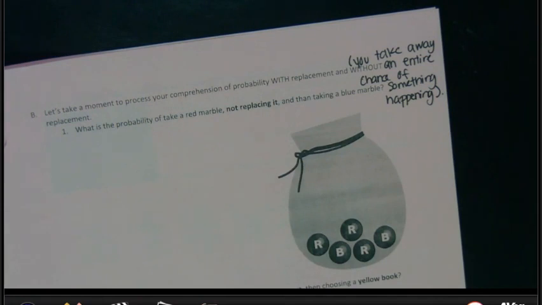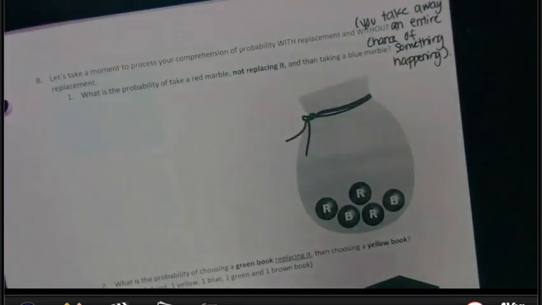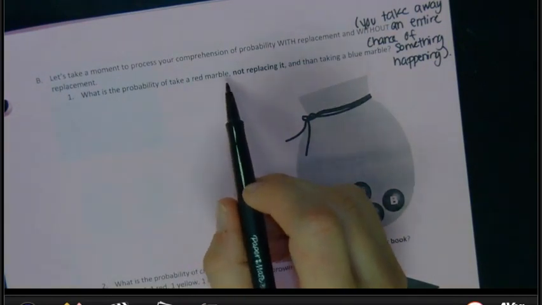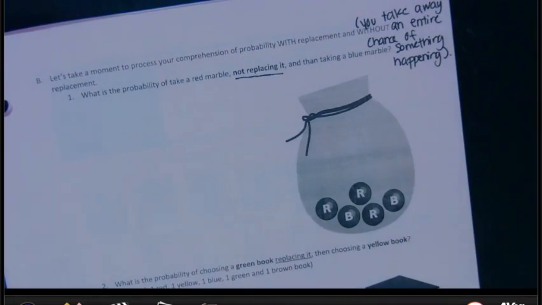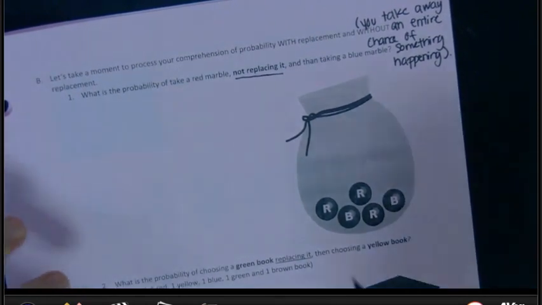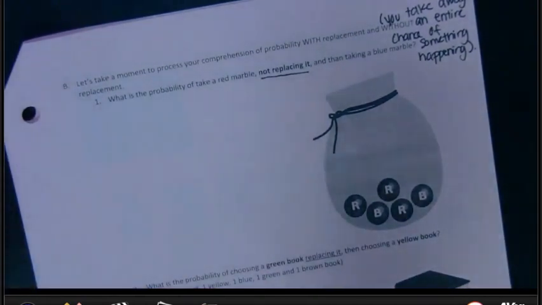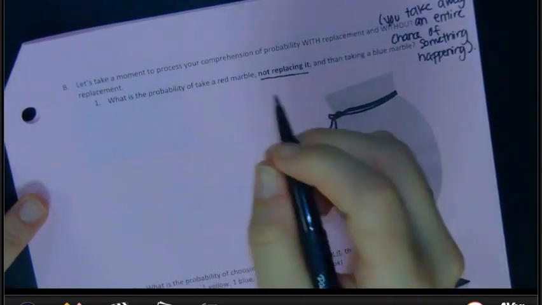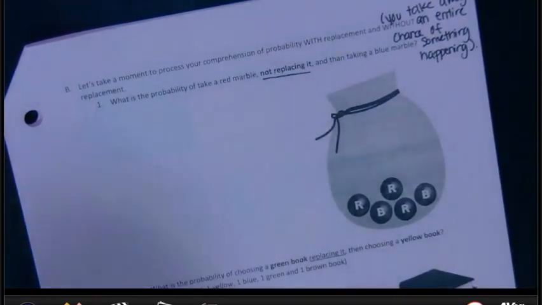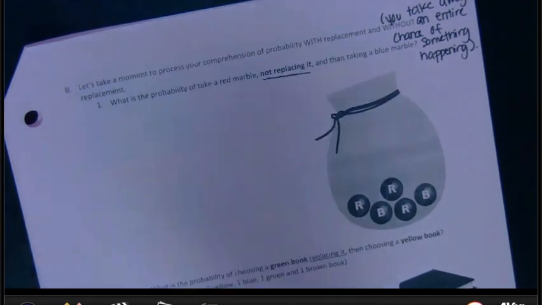Okay. All right. So what is the probability of taking a red marble, not replacing it, and then taking a blue marble? All right, so I'm going to take a red marble, not replace it, and then grab a blue marble. All right, so let's go ahead and make our organized list, or let's actually make a tree diagram. I think that'll be a little bit easier. Or organized list. Which one do we feel like today? Let's do a tree diagram.